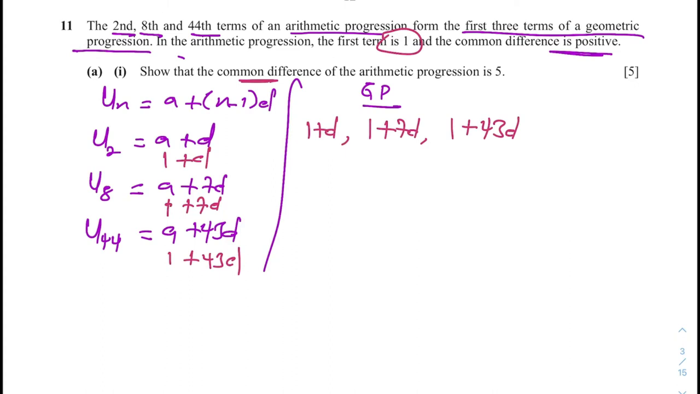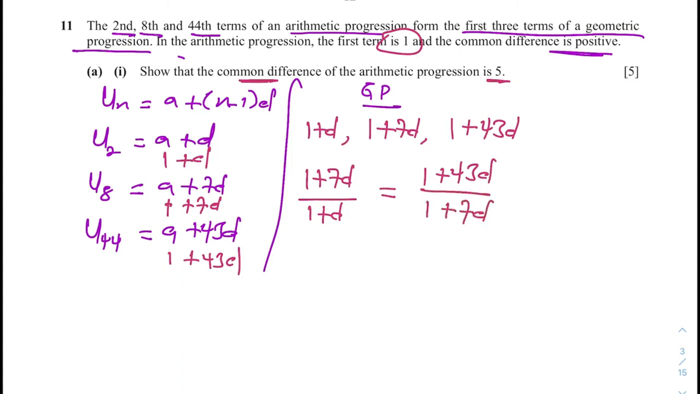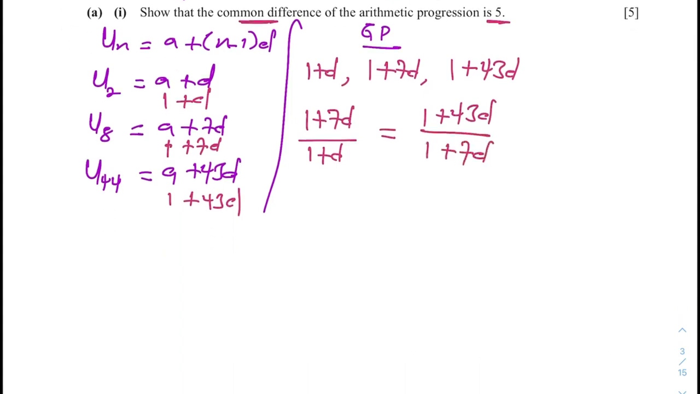And what do they want us to find? We should show that the common difference is 5. Okay. Now this is it. For a GP, the common ratios must be the same. So this term over this is the same as this term over that. Okay, so let's do that. So we have (1 plus 7d) over (1 plus d) should be the same as (1 plus 43d) over (1 plus 7d). And then we solve this, all right?